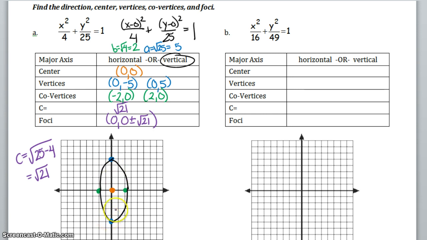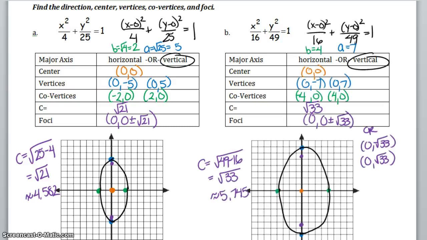Now, square root of 21 doesn't help me plot the points on the graph. And so in my calculator, I need to do the square root of 21 and get a decimal approximation. Here about 4.5. That tells me I need to move, again, the same direction as the major axis, so up and down, vertical, about 4.5 units. Once you've completed that, please pause the video and do example B on your own.